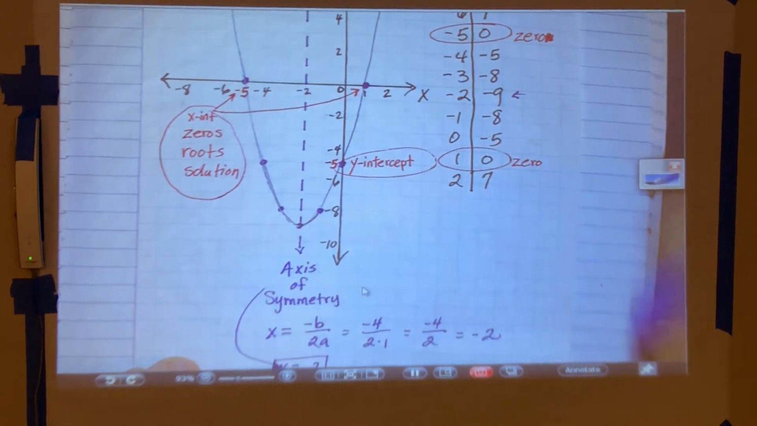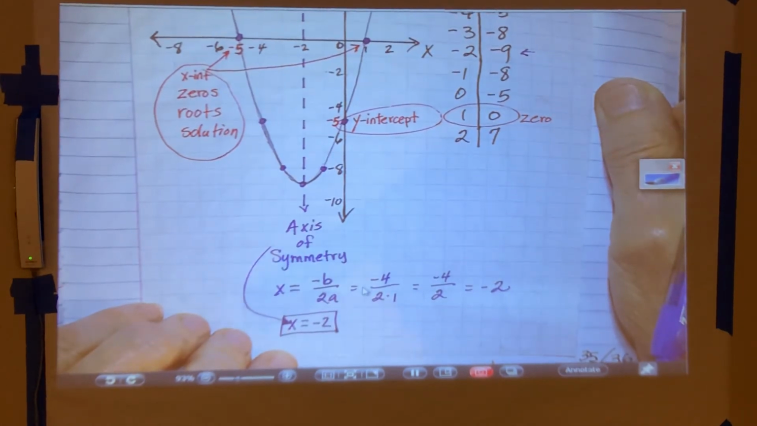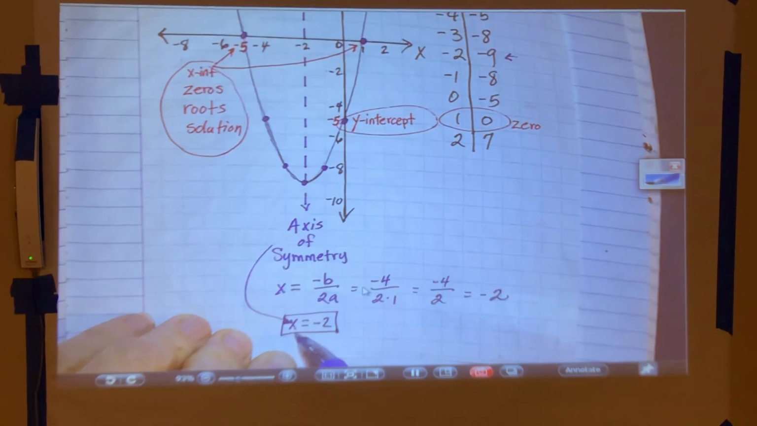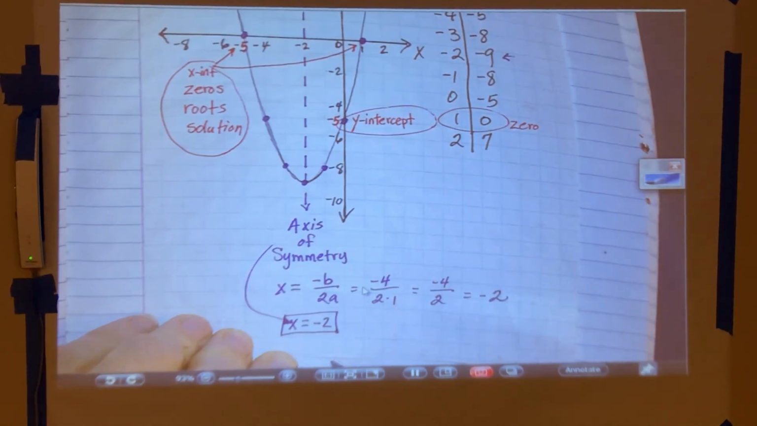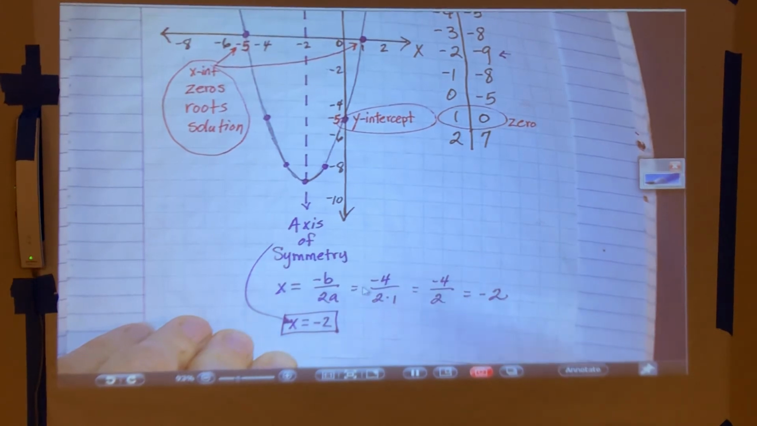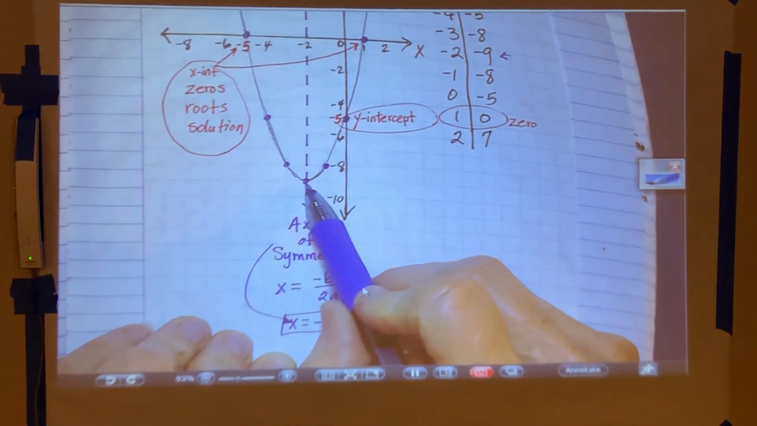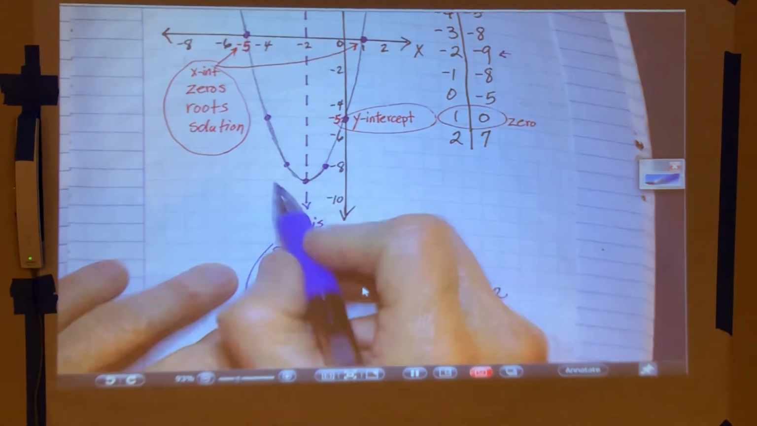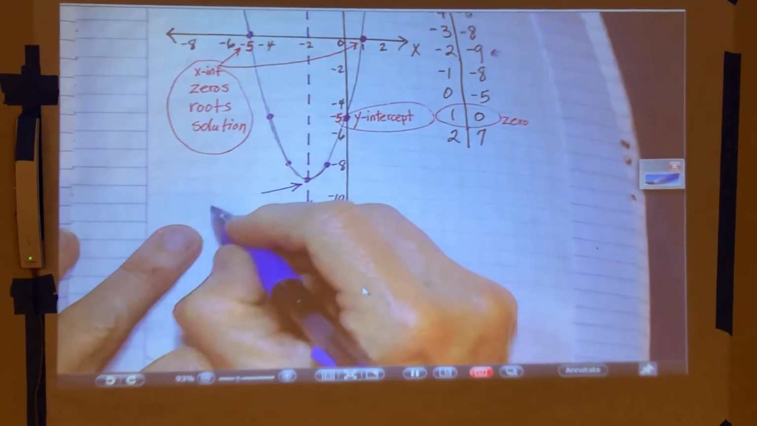X equals -2. So when you label your axis of symmetry, you also have to write its equation that goes along with it. Graph it and write the equation, and that's how you solve it right there. Okay, we're almost done. The last thing you have to do is name this point right here where it makes its turn. That is referred to as the vertex.